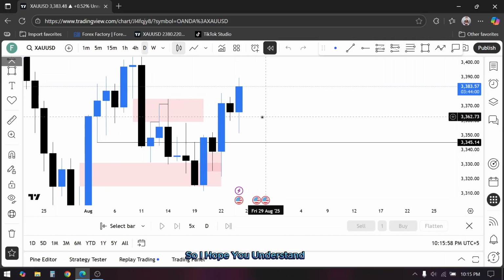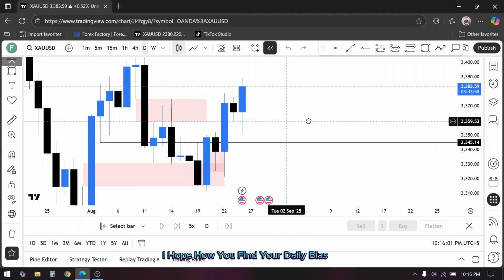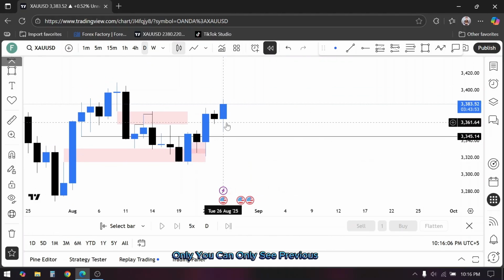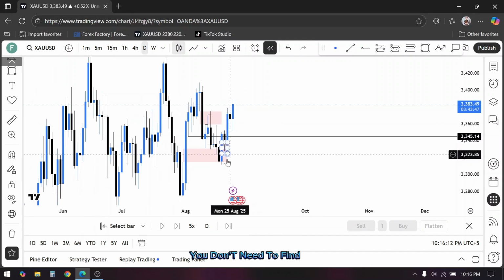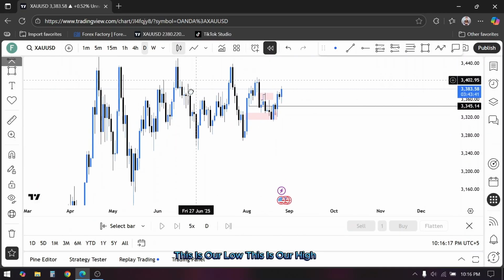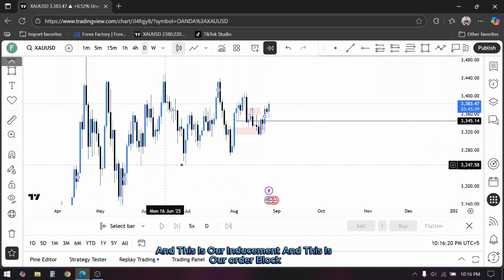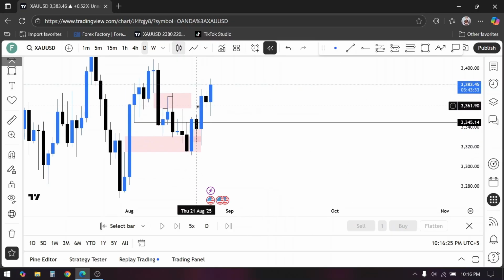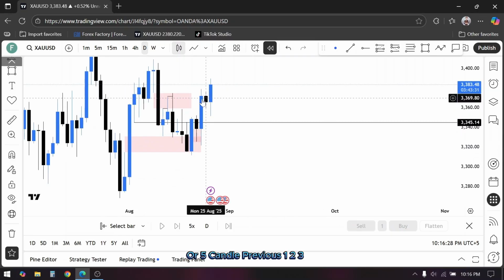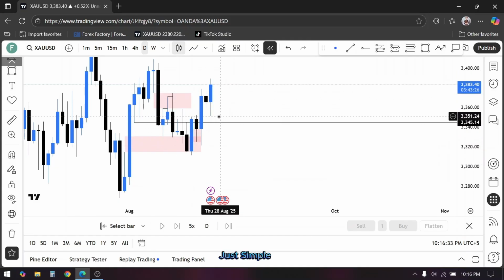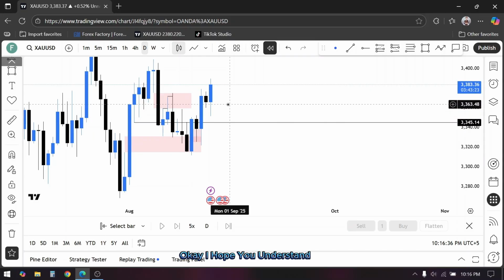So I hope you understand how you find your daily bias. You can only see the previous last two or three candles to find your daily bias, okay? You don't need to mark a proper structure, okay? This is our low, this is our high, and this is our inducement, and this is our order block. No, you need only a minimum of 1, 2, 3 or 5 previous candles to analyze to find your daily bias. Just simple, okay?